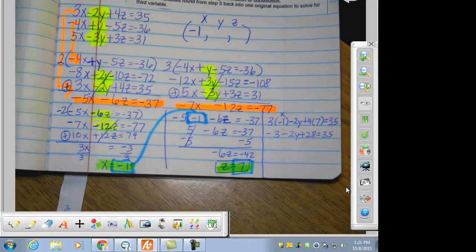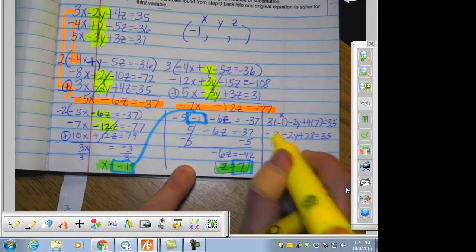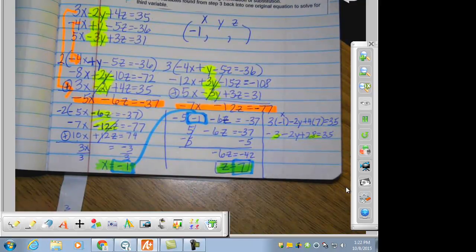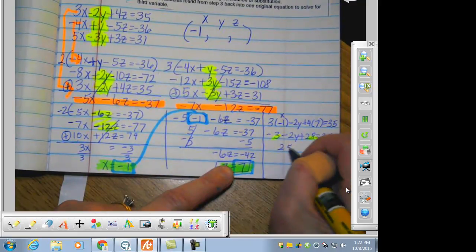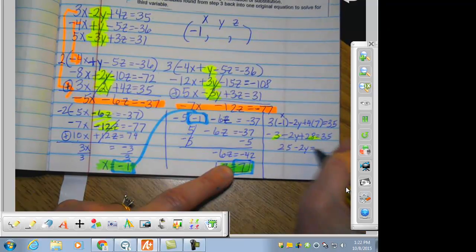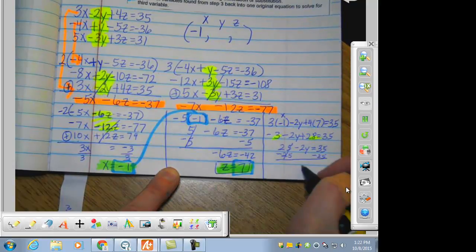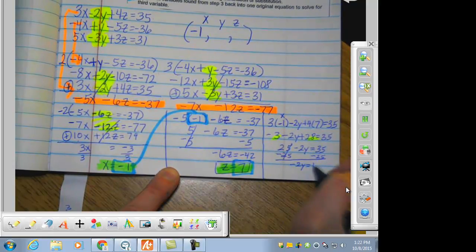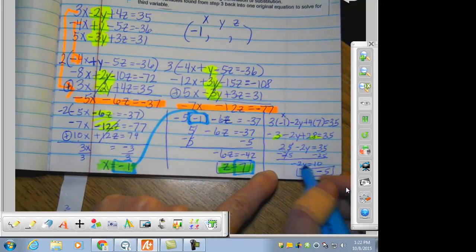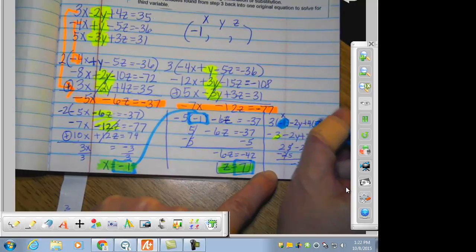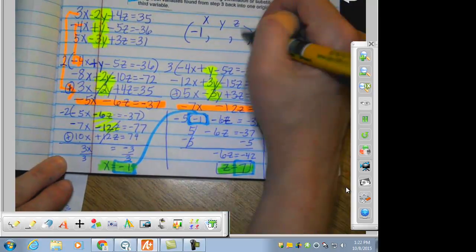When we combine like terms, there's a negative 3 here and a 28, so that will be 25 minus 2y equals 35. Subtract 25 from both sides. Negative 2y is equal to 10, so y is equal to what? Negative 5.